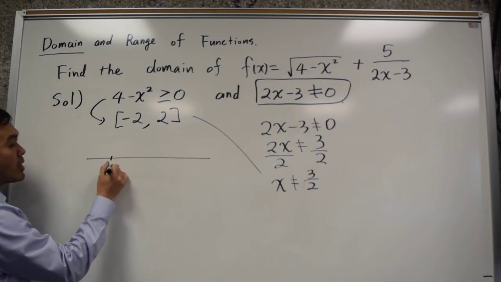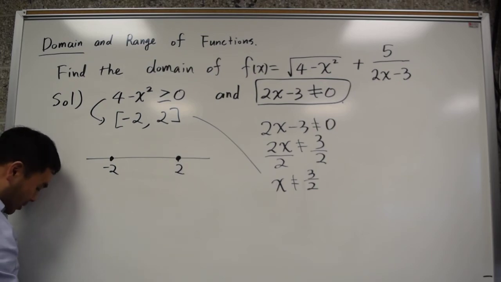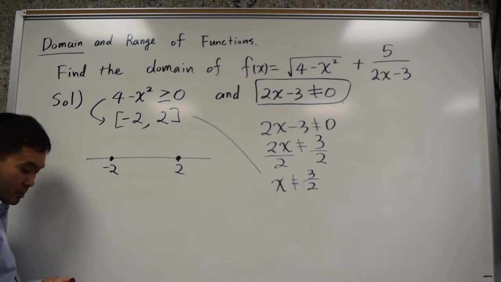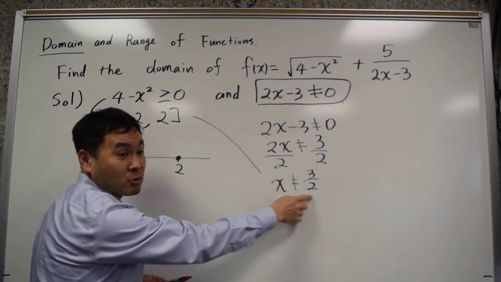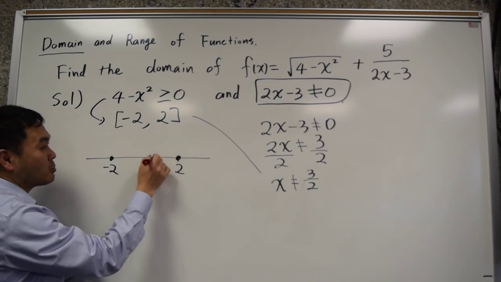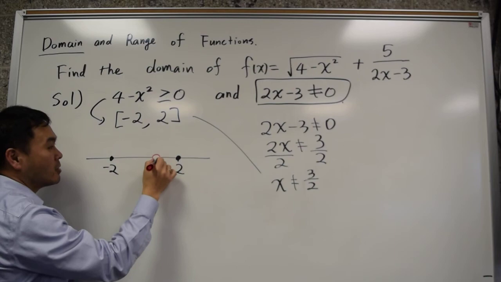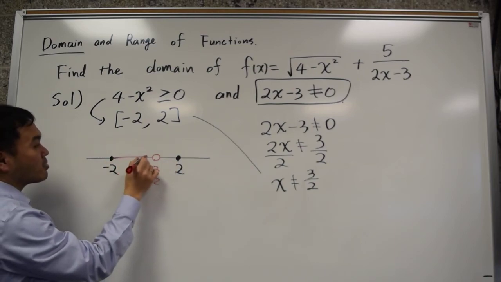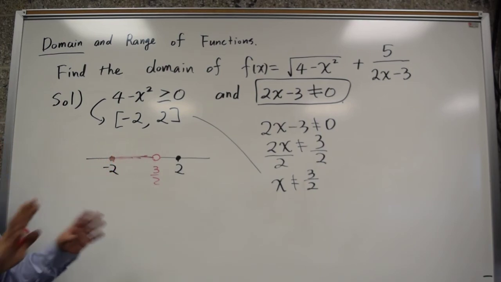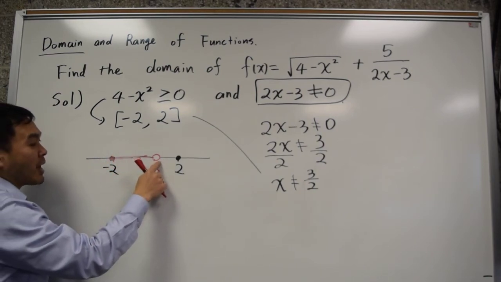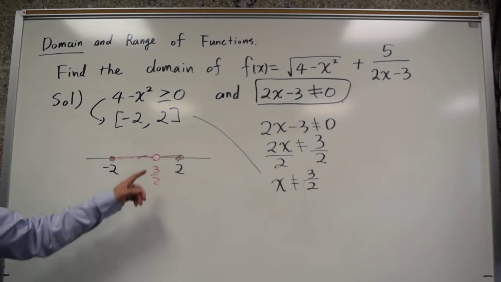Your domain is from -2 to +2, inclusive, but there's a point that's not allowed. What is it? 1.5. It's 1.5, right? 3 over 2, 1.5. That's right before here. So this point right here is 3 over 2. That's illegal. Okay. So your answer is like this. Everything before 3 over 2 down to -2, fine, all good. Everything after 3 over 2 until 2, fine, all good. But 3 over 2 is no good.